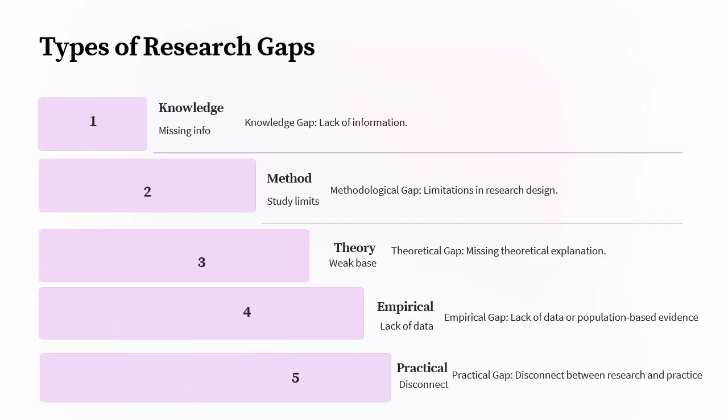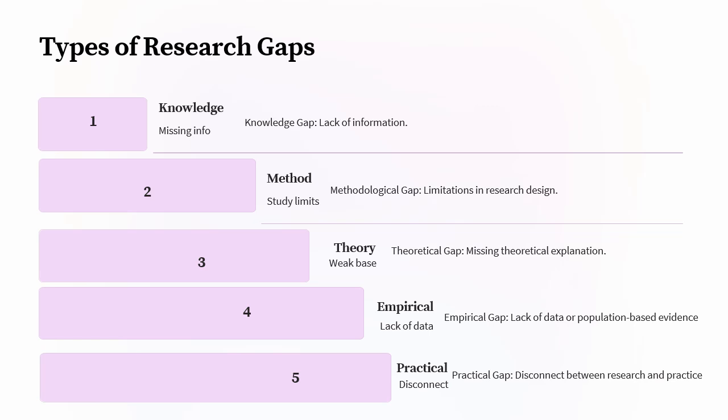Now let's talk about types of research gaps. The first one is knowledge, which is basically missing information. To be exact, it's a knowledge gap, which means lack of information. The second type is related to method or study limits. It basically means method gap, which is a limitation in research design. The third one being theory, which basically is a weak base. In detail, it means missing theoretical explanation.